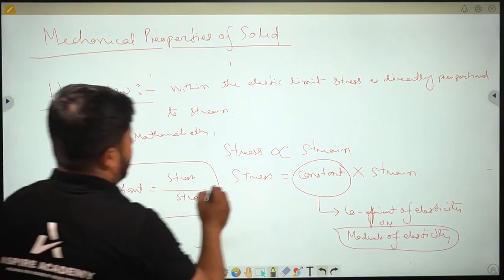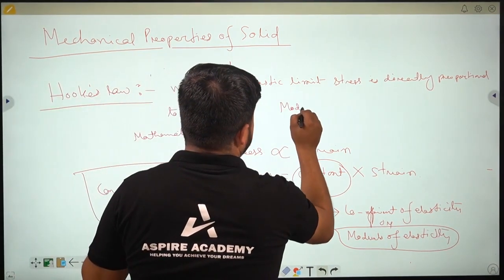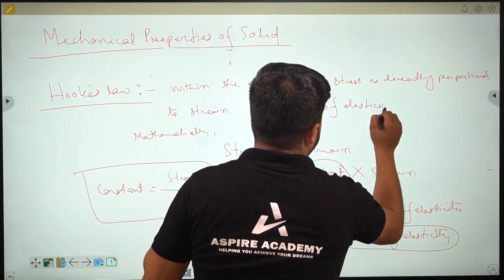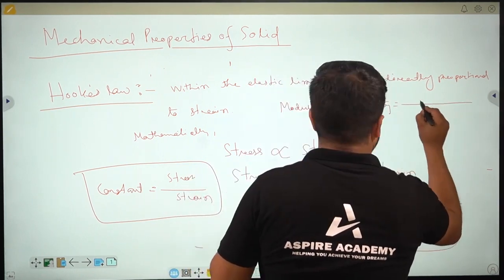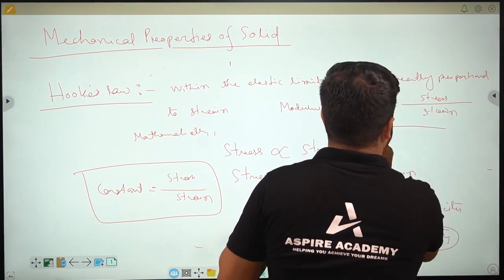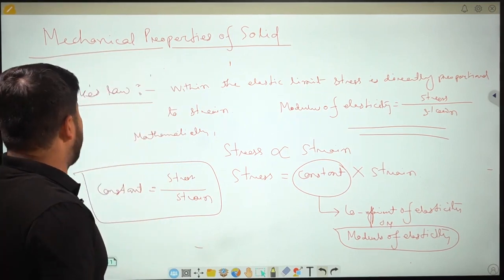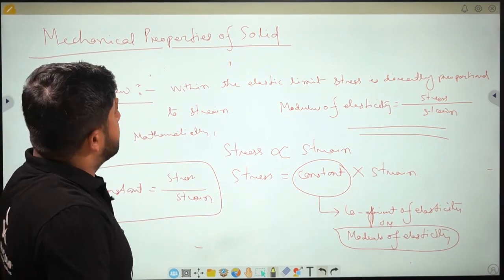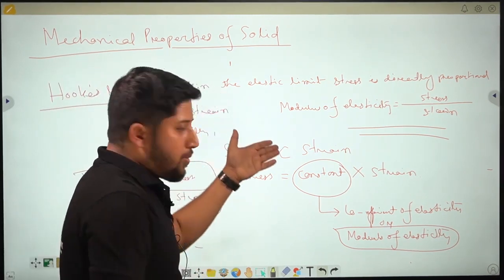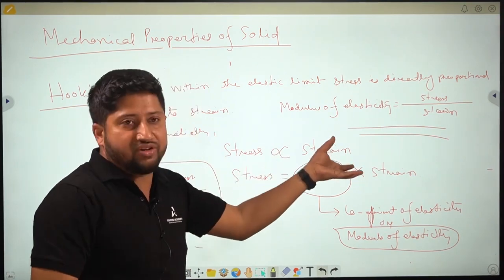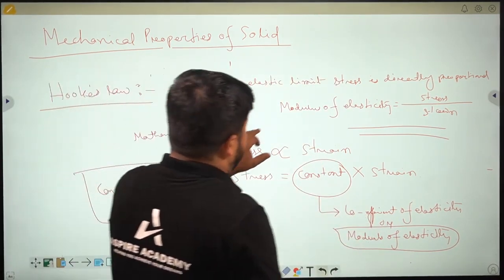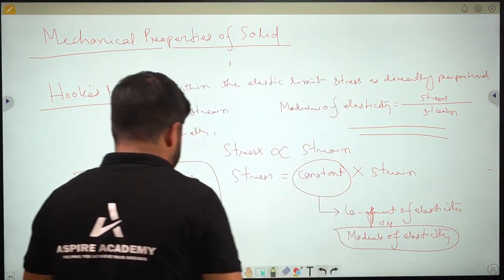So modulus of elasticity is equal to stress by strain. This is the important representation of Hooke's law. So what is Hooke's law? First of all, within the elastic limits, stress is directly proportional to strain. Stress is equal to constant into strain. This constant is called the modulus of elasticity, and this constant is stress by strain.